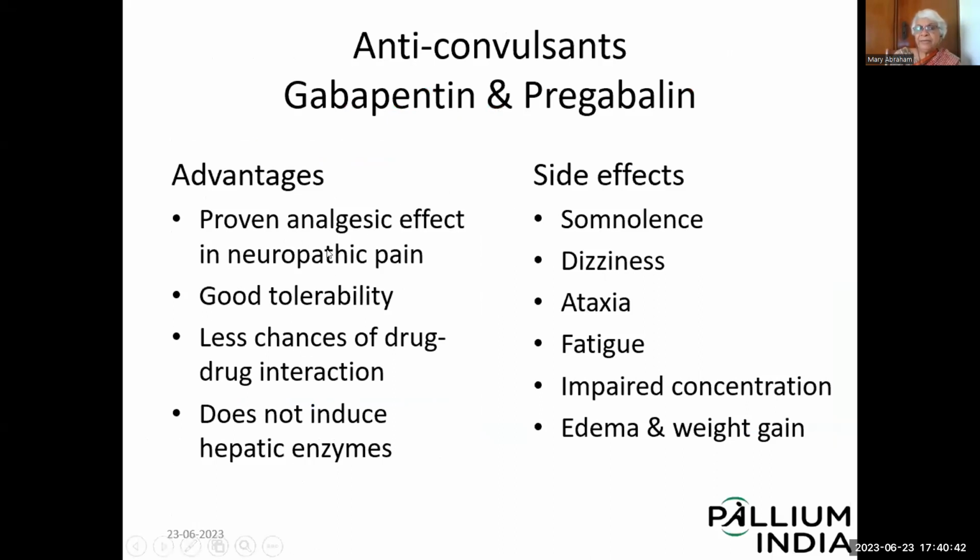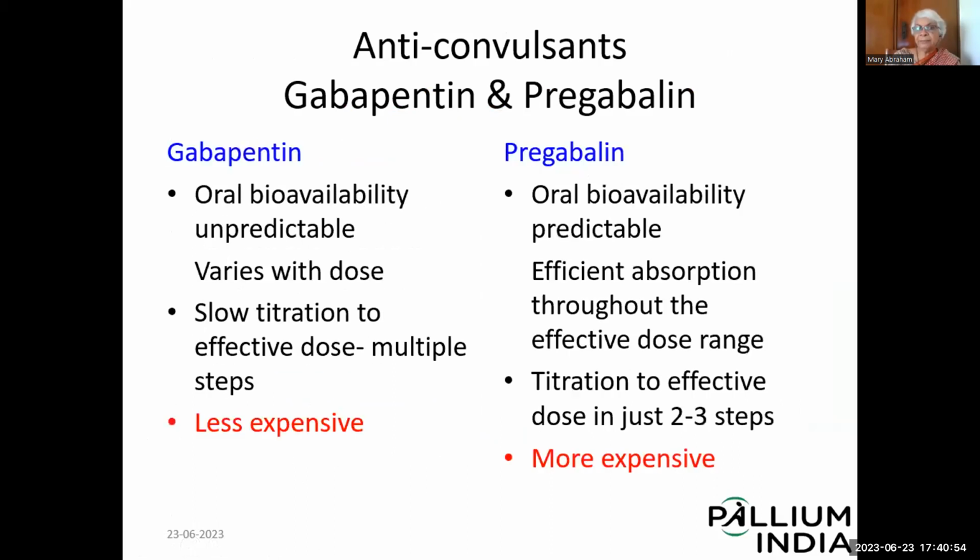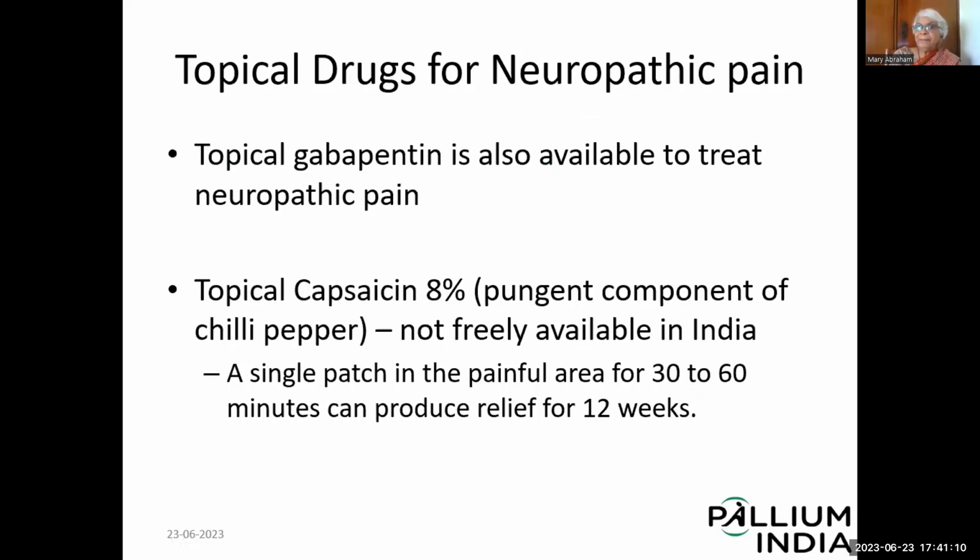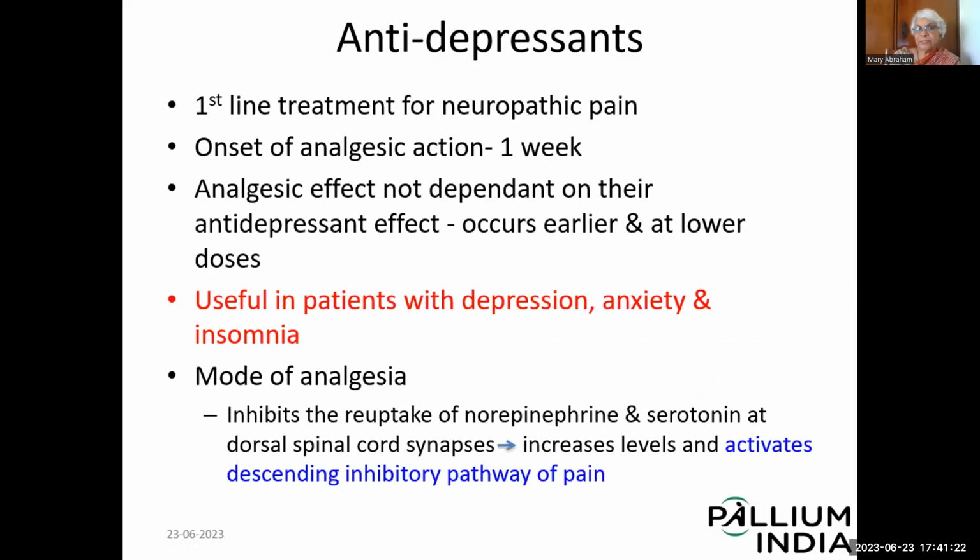We know the effect. It is very advantageous in neuropathic pain, but it has side effects like somnolence, dizziness, ataxia, fatigue, weight gain. So this has to be explained to the patient when you're starting. Gabapentin is less expensive, pregabalin is more expensive. Pregabalin can be titrated in just 2 to 3 steps, whereas with gabapentin, you use multiple steps to reach the desired level. Now, topical gabapentin is also available, and even topical capsaicin is available to treat neuropathic pain. So topical drugs at the site of neuropathic pain, you can also give.